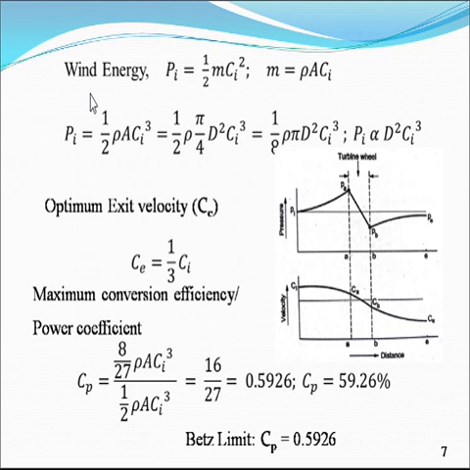A wind stream is blowing and it possesses kinetic energy which is extracted by the wind rotor. So the wind energy possessed by the wind stream is equal to the kinetic energy of the wind stream. So the wind power Pi equals half m Ci square, where m is the mass flow rate of the wind stream and Ci is the velocity of wind. Then the mass flow rate is equal to rho A Ci. By putting the value of m, we have the wind power as half rho A Ci cube.